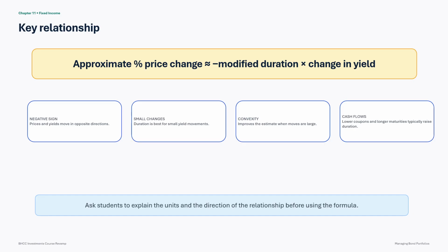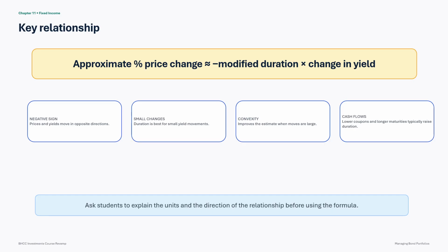But the actual price change is unlikely to be perfectly symmetric because the price-yield relationship is curved. With positive convexity, the gain from the yield decline will tend to be a little larger than 5.4%, while the loss from the yield increase will tend to be a little smaller. Duration works best for relatively small parallel yield changes. It becomes less reliable when the move is large, the curve changes shape, credit spreads move independently, or the security's cash flows respond to rates.